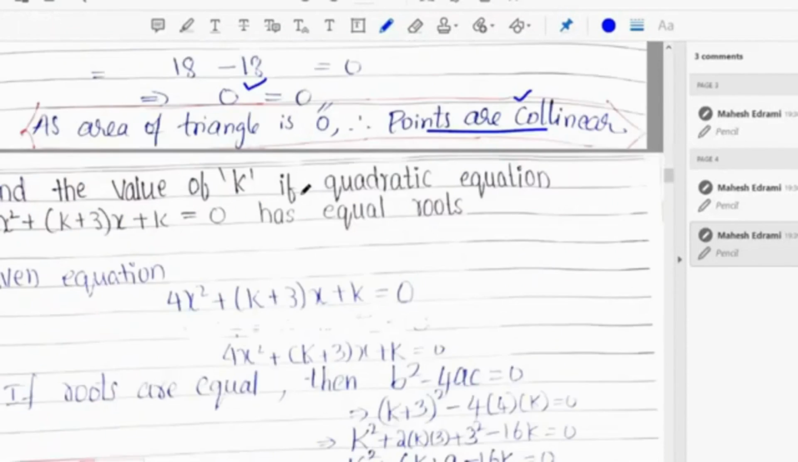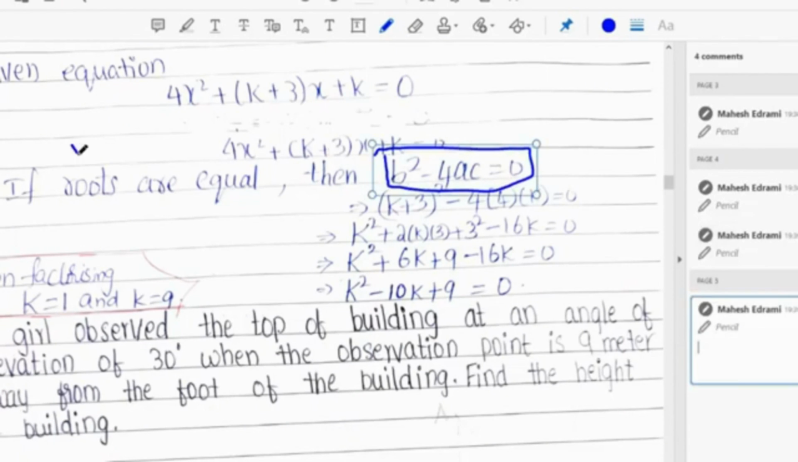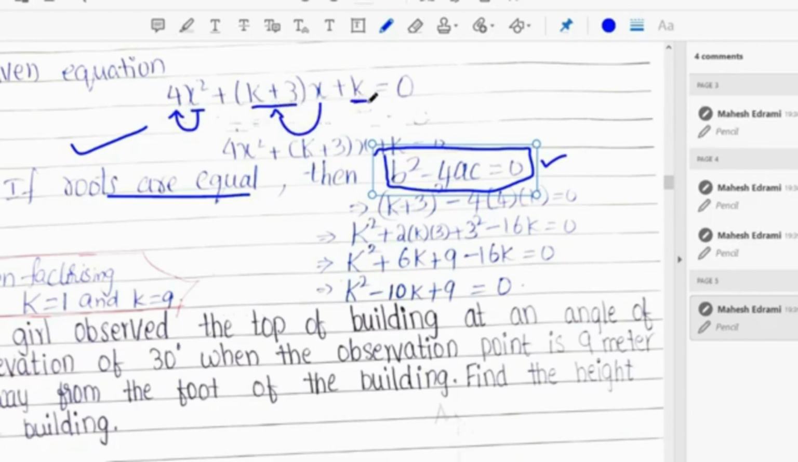Find the value of k if quadratic equation 4x square plus k plus 3 into x plus k is equal to 0 has equal roots. If roots are equal, we know that b square minus 4ac should be equal to 0. This is very important condition, students. If roots are equal, then b square minus 4ac should be equal to 0. X square coefficient we always represent as a. X coefficient is b, which is k plus 3, and constant should be represented with k. So applying in b square minus 4ac is equal to 0, we will get a quadratic equation. Factorizing, we will get k is equal to 1 and k is equal to 9.